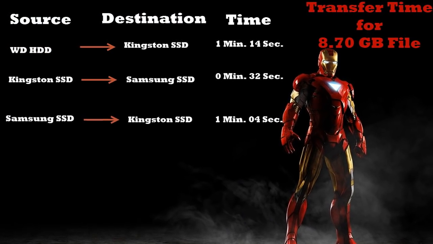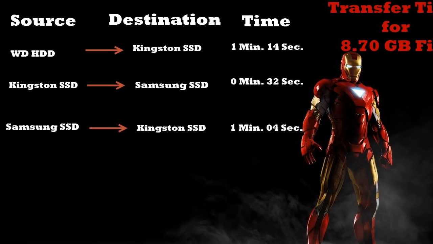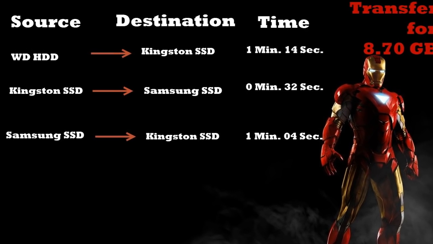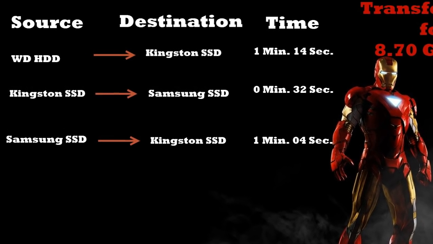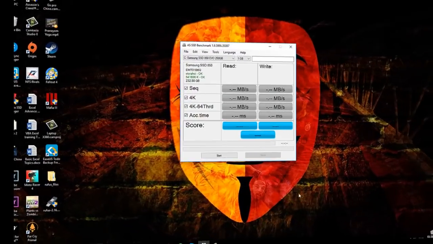Okay, so after doing all these things, let us summarize and see what the end result is. Now, to transfer 8.7 GB of folder, it took 1 minute 14 seconds from Western Digital Hard Disk to Kingston SSD. From Kingston SSD to Samsung, it took only 32 seconds. And from Samsung SSD to Kingston, it took 1 minute 4 seconds.